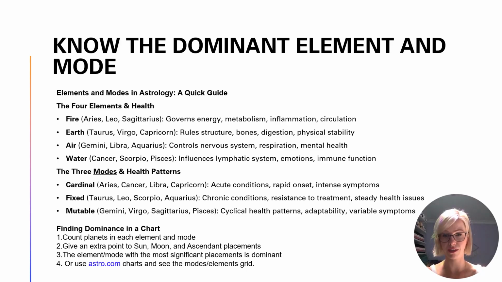As you go around the chart, starting from the first, you've got cardinal, fixed, mutable, cardinal, fixed, mutable, cardinal, fixed, mutable, cardinal, fixed, mutable. You're going to do the same. How many planets are in cardinal signs? How many planets are in mutable signs? How many planets are in fixed signs? Whichever one has the most planets, that's the dominant mode. So for example, you might be fire dominant and mutable dominant mode.